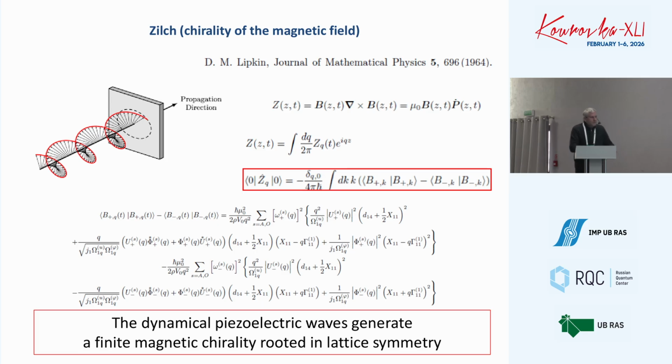Applying the Fourier transformation, we can calculate the observable value of the Zilch Q component on the ground state, the phonon ground state, and see that it is determined by the difference between B plus squared and B minus squared. So the dynamical piezoelectric wave generates a finite magnetic chirality rooted in the lattice symmetry.